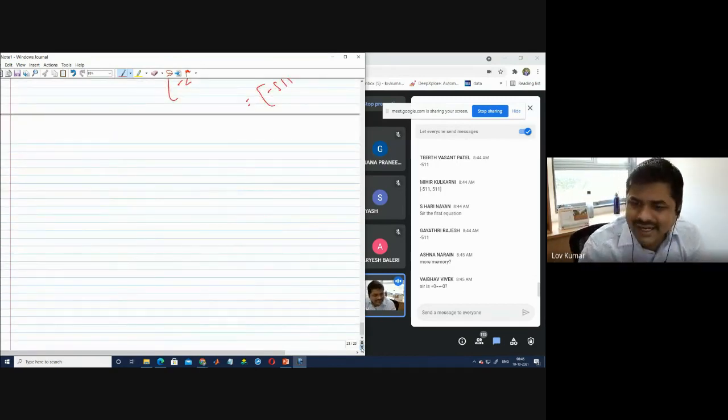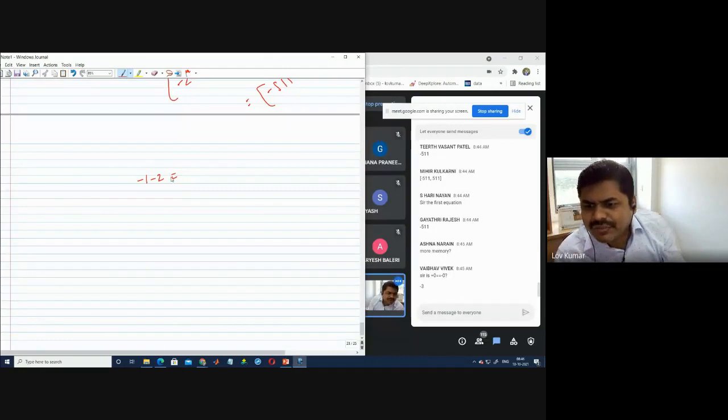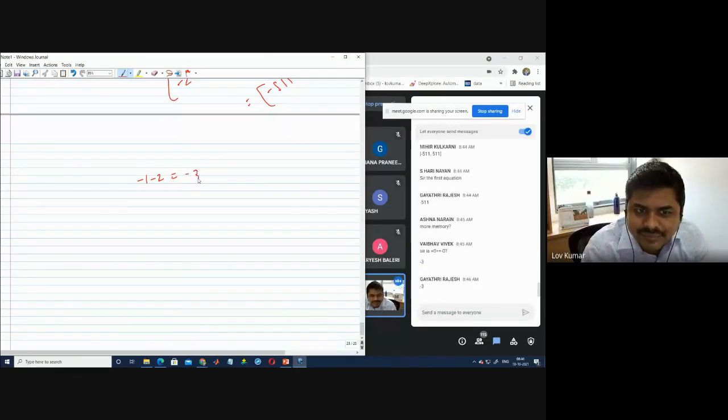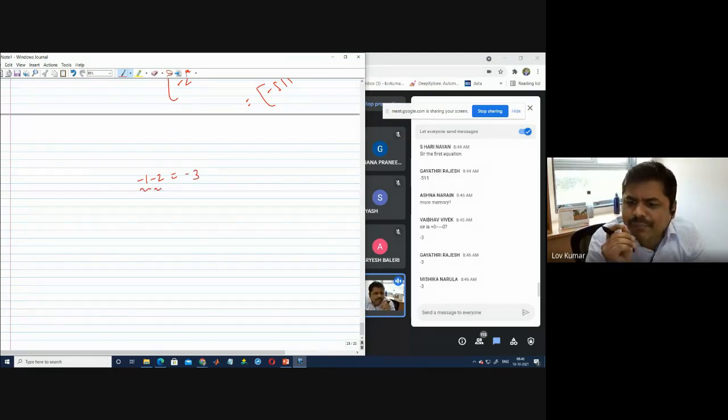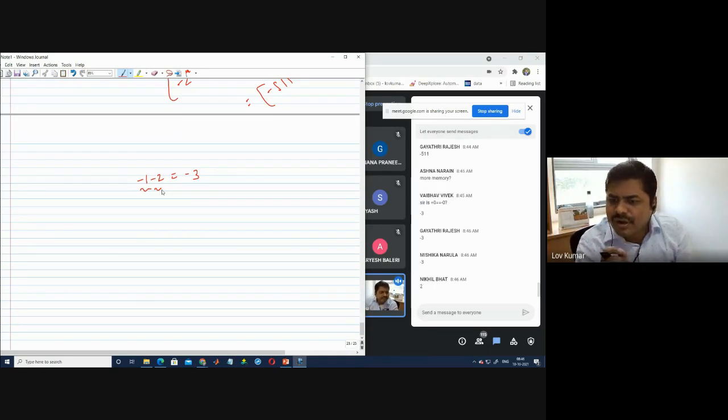Okay. Now the second disadvantage, you can see. Can you tell me what is the value of minus 1 minus 2? If you solve this expression, what value will we get? Good. Minus 3. Now, if you are going to write minus 1 and minus 2 both, what is the minimum number of bits required in the case of sign magnitude number? Anyone? If you are taking 2 bits, you can only write minus 1 and 2, 1.